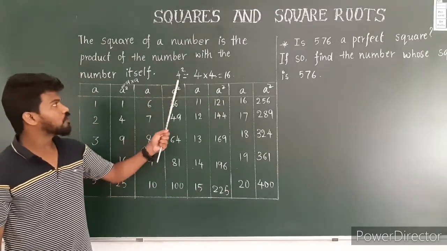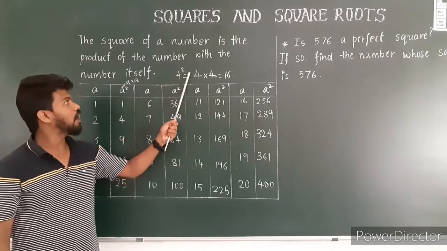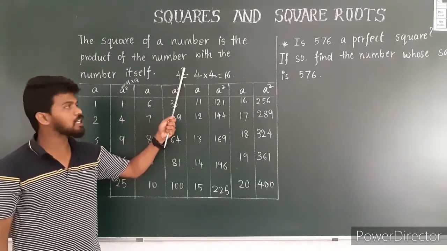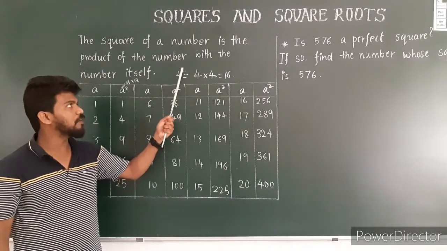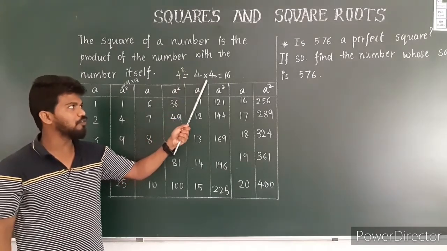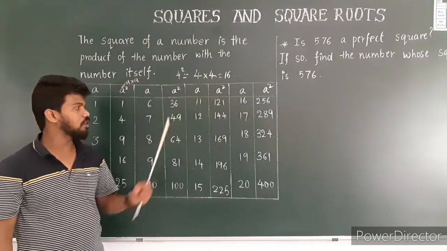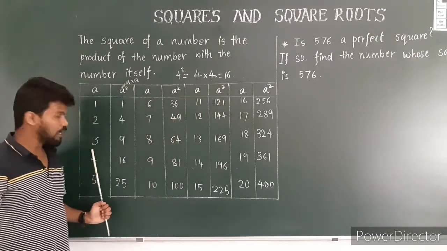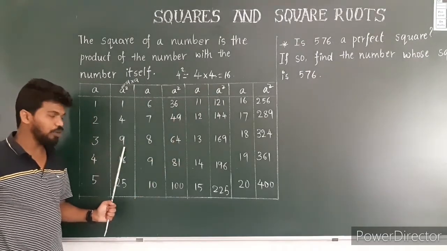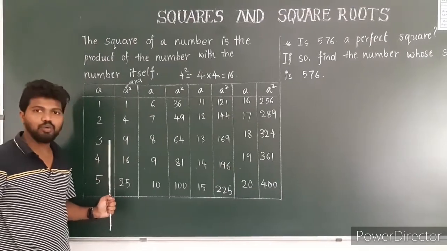So you know now: 4 is the base and 2 is the exponent, and 4 raised to the power 2 means 4 into 4, which is equal to 16. Take any example: 3 square is 9, that means 3 into 3.